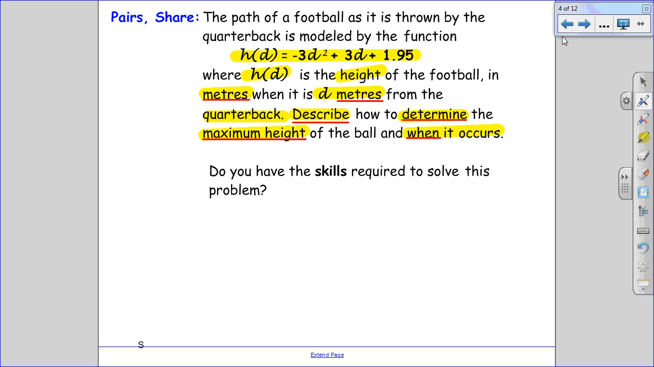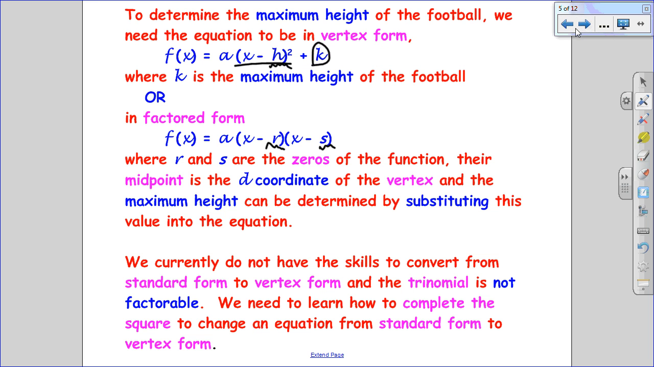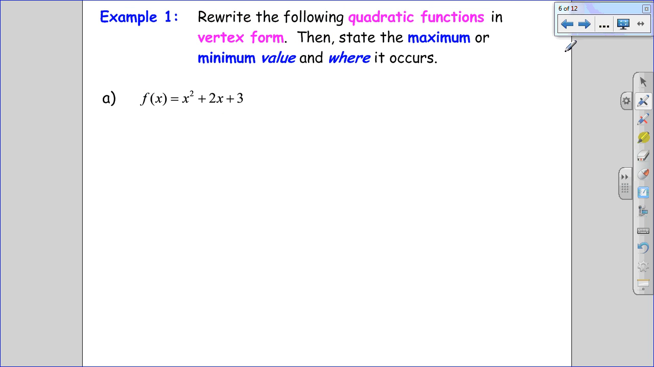However, let's look at that equation. It doesn't look nicely factorable to me either. So that requires our need to learn to complete the square.